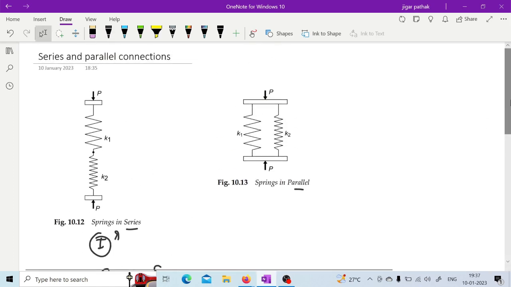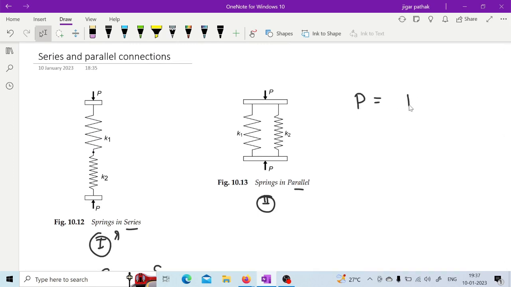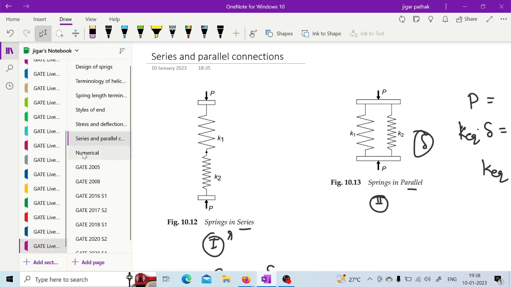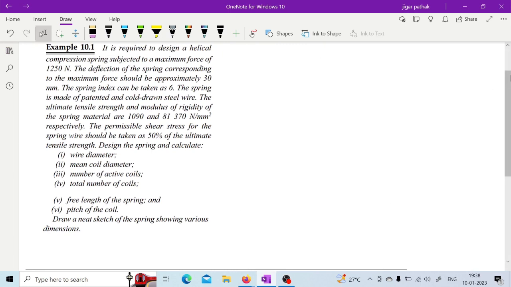And in case of springs in parallel, as you can see, what happens in a parallel spring is that the load is borne differently by both springs, right, while the deflection will remain the same for both springs. So if you go for calculating the equivalent stiffness, then here delta will remain the same, right? So here K1 delta plus K2 delta, because the deflection is the same in case of springs in parallel. So the equivalent spring stiffness can be calculated with this, right? These are some of the important things you have to keep in mind while designing a spring, right? So once you have this particular idea about the spring, you can try and calculate this numerical.